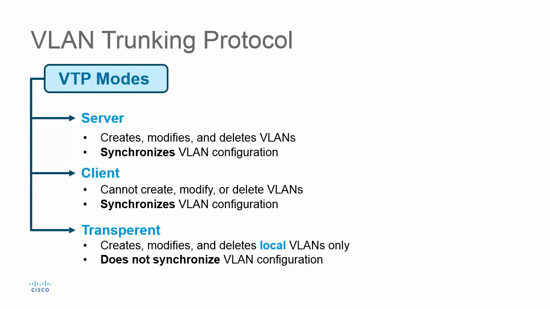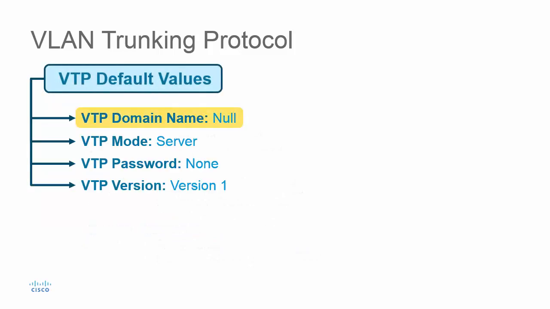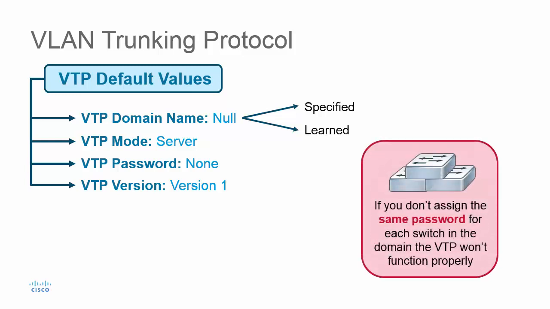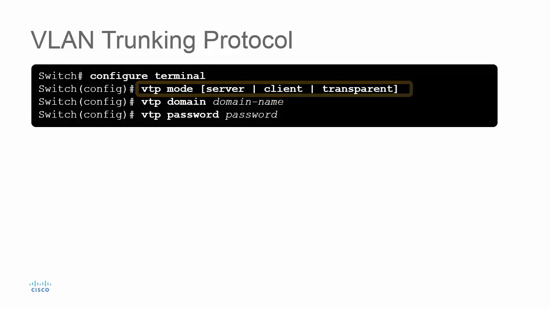Now let's discuss the default VTP configuration values. By default, you don't have a VTP domain configured, and there's no VTP password set. So the VTP domain can be specified or learned. And you can set a password for the VTP management domain, but there's a catch. If you don't assign the same password for every switch in the domain, VTP won't function properly. So we said the default VTP mode is server, and the default version is 1. Like you see in this example, you can change the VTP mode, VTP domain, and VTP password using the VTP global configuration mode command.